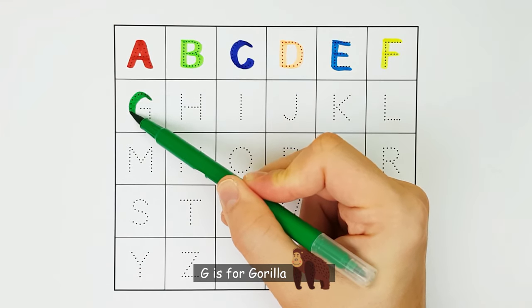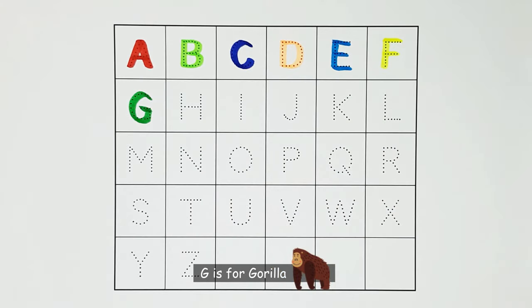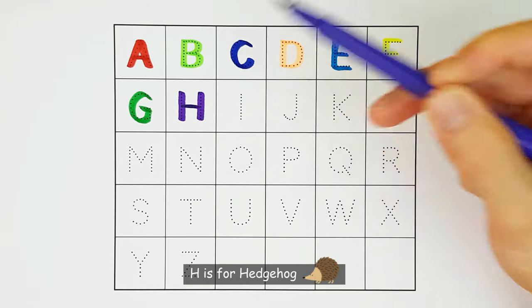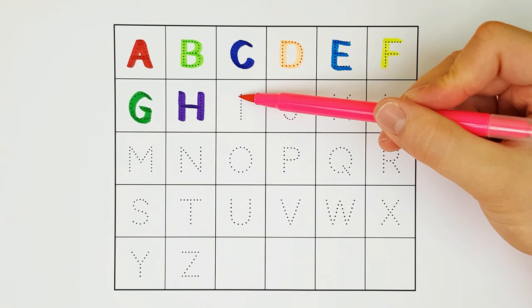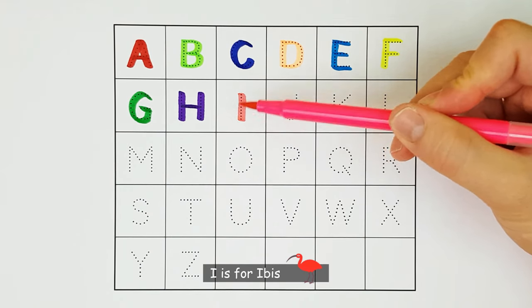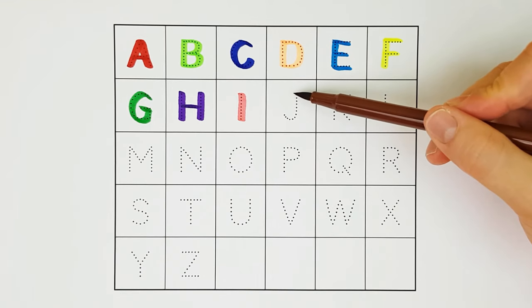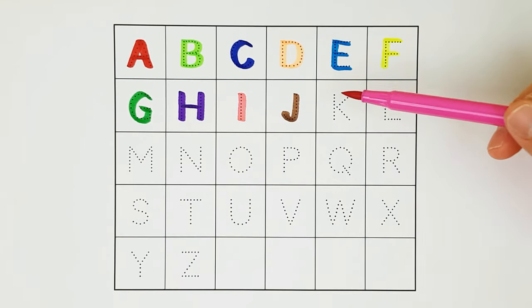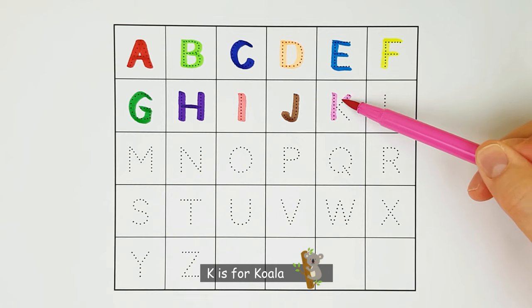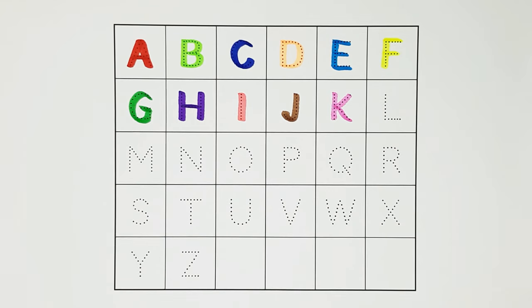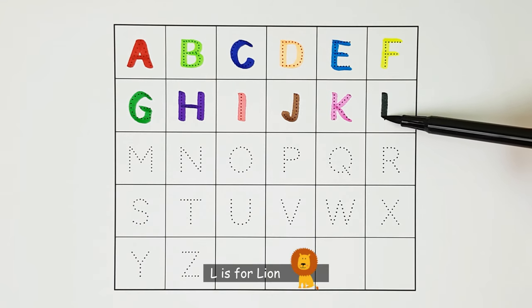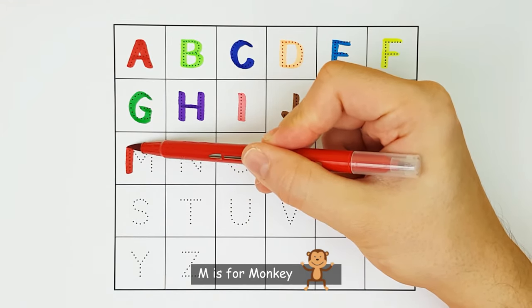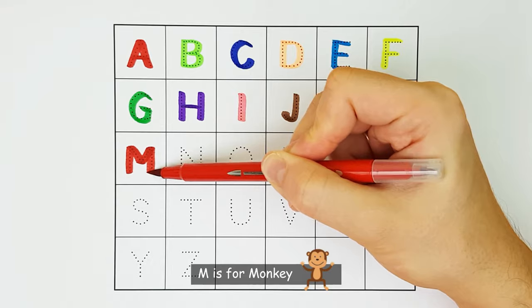G. G is for gorilla. H. H is for hedgehog. I. I is for ibis. J. J is for jellyfish. K. K is for koala. L. L is for lion. M. M is for monkey.